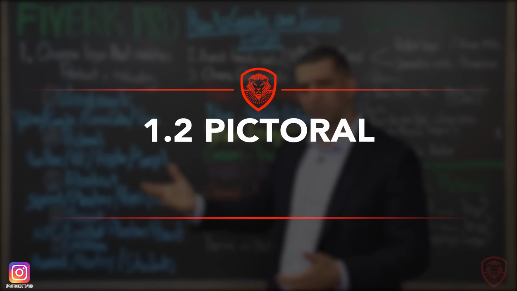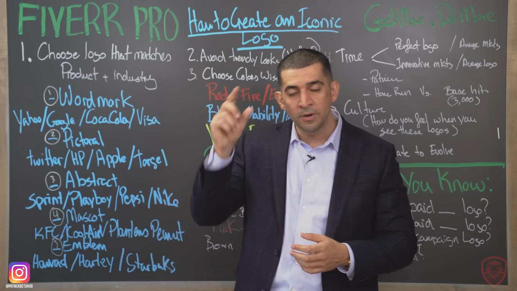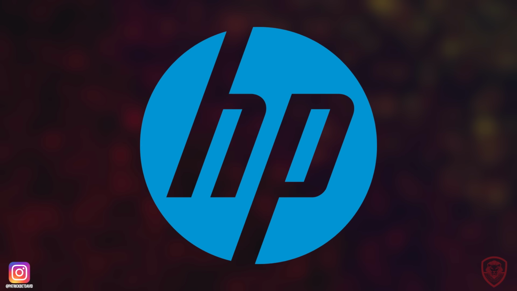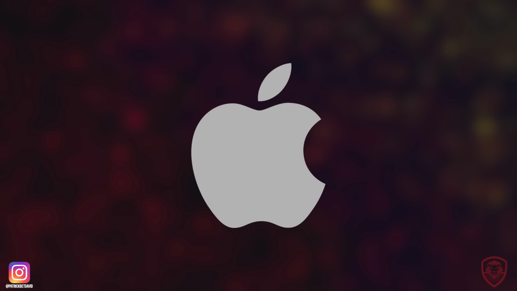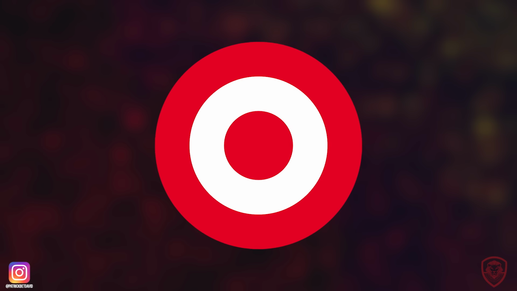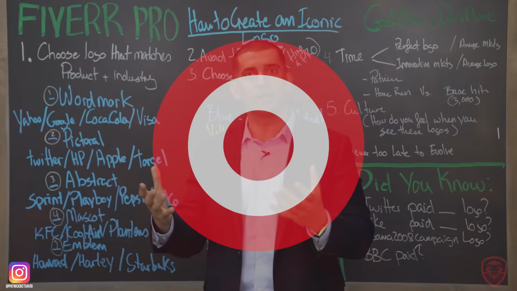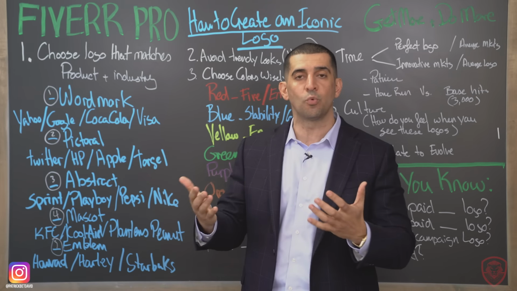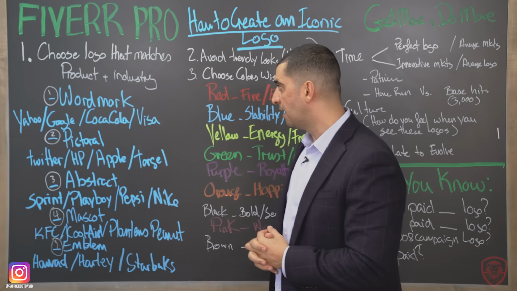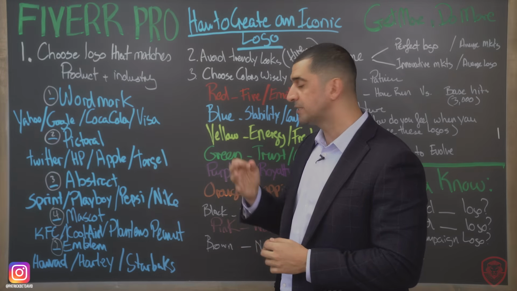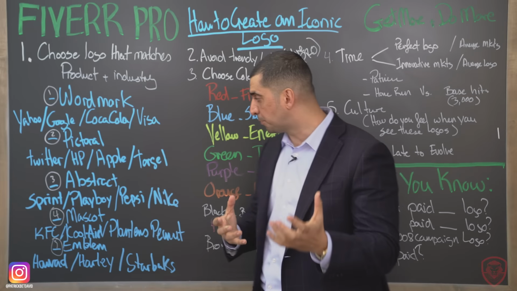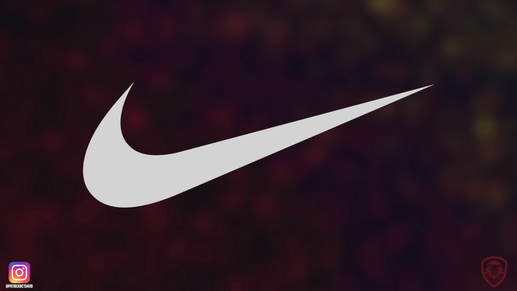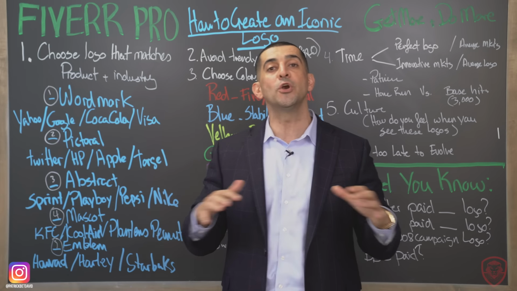So that goes to the second one, which is pictorial. Kind of like the Twitter, you see the bird, or HP, or Apple, the actual Apple, or the Target, you see the Target on there. You have to be a little bit more established so people know who you are for you to be able to do this. But still, this works as you're going through it for a pictorial logo. The third type is abstract. Abstract is Sprint, Playboy, Pepsi, Nike. It's very different. It's very unique.